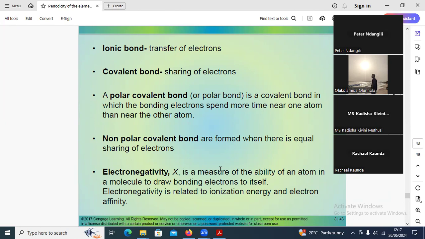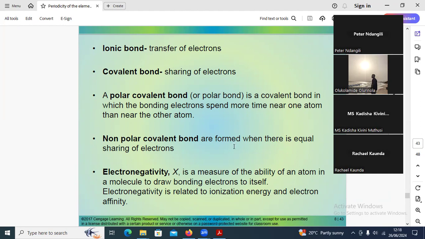When I showed the hydrogen and hydrogen, the electrons are shared in the middle because those two are atoms of the same element. They have the same electronegativity, and therefore the bond formed there is a non-polar covalent bond.